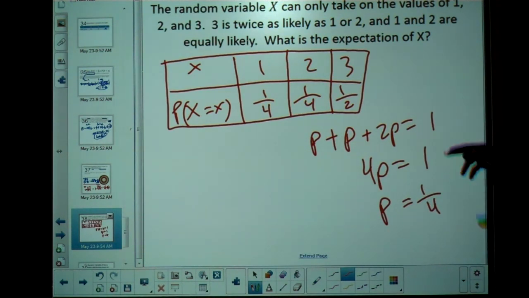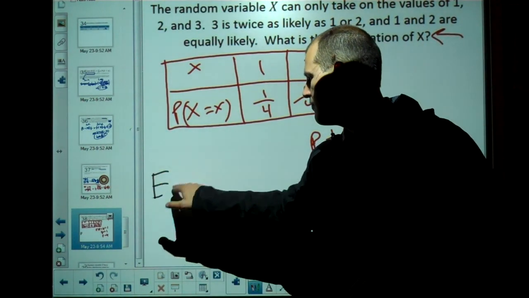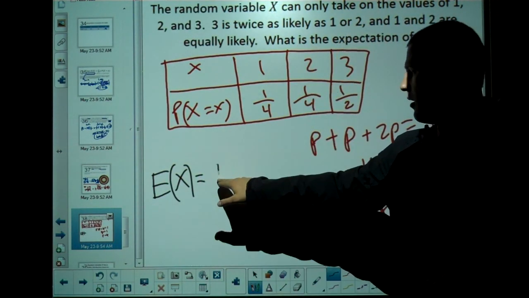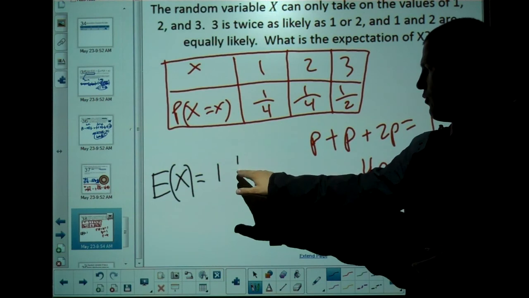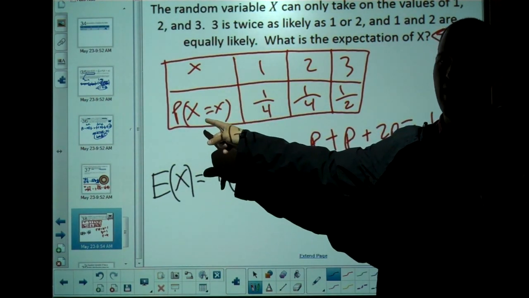Now, they also asked us for the expectation of x. And so this is more of a standard IB type of an exercise. All we have to do, remember, is take each outcome, in our previous examples, winning or losing. In this example, the outcomes are 1, 2, and 3, and we have to multiply those by their probabilities. So here's all we have to do for the expectation. We're going to take our outcomes. Our first outcome is 1. We're going to multiply it by its probability of 1/4. And notice, these are the exact same symbols in the definition of expectation.